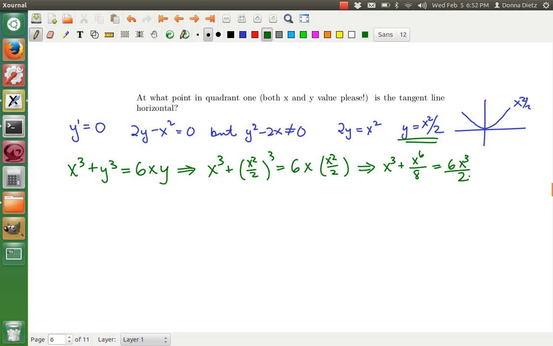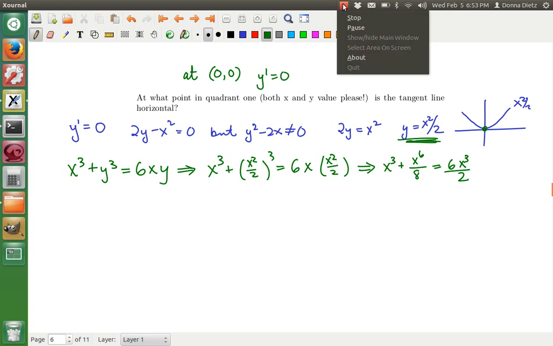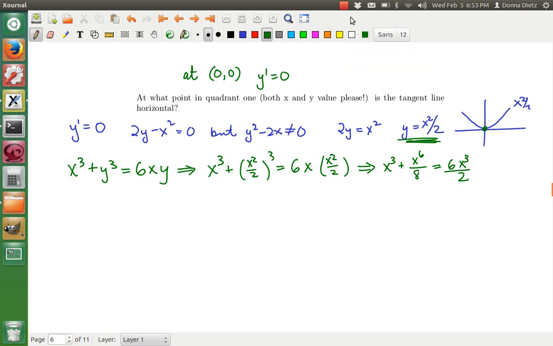So definitely there's a point at the origin. We have this satisfied. Y prime is equal to 0 because this condition is satisfied. So at 0, 0, y prime is equal to 0, and we're also on this curve, but with this one little problem, is that it says in quadrant 1, but when you're actually at the origin, you're not in quadrant 1. Okay, so we keep looking.